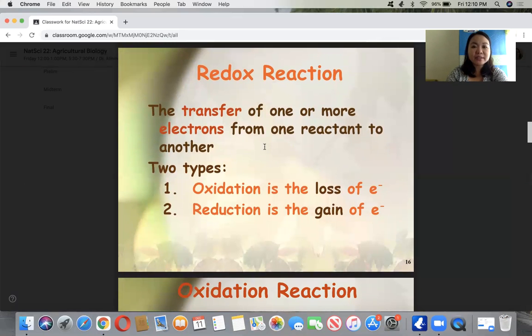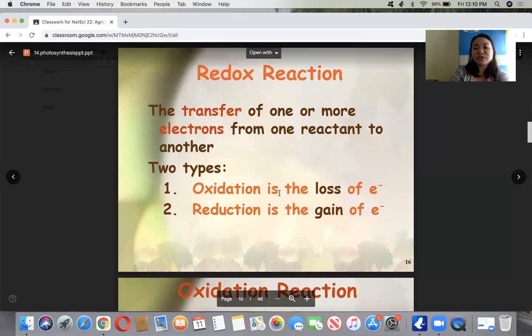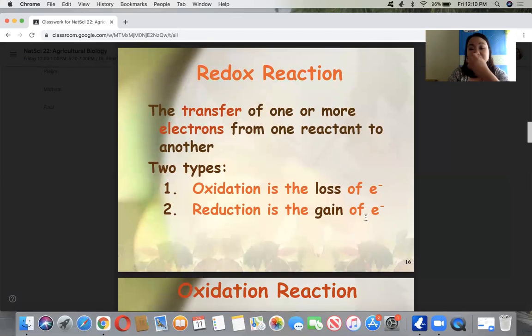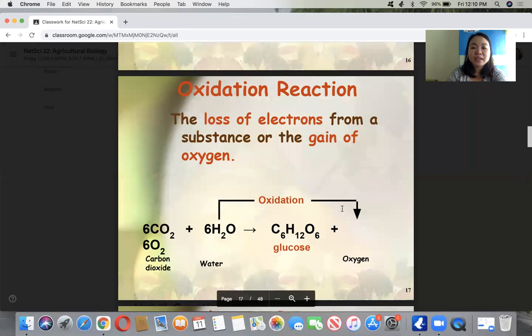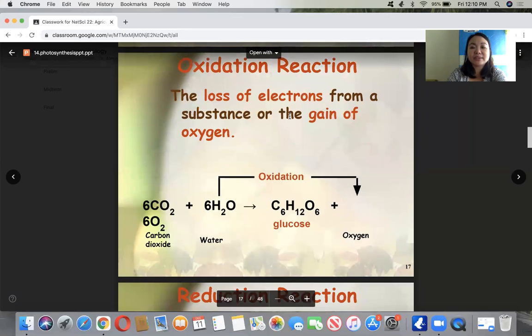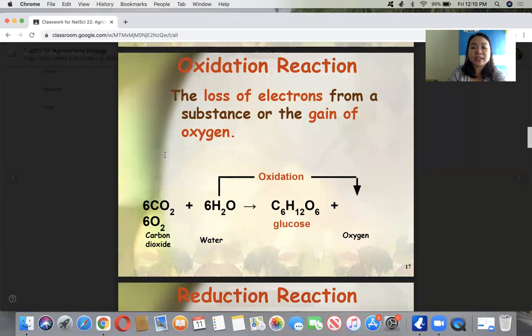So the redox reaction is the transfer of one or more electrons from one reactant to the other. It has two types, oxidation and reduction. Oxidation is the loss of electrons, while reduction is the gain of electrons. In an oxidation reaction, there is a loss of electrons from a substance or a gain of oxygen.